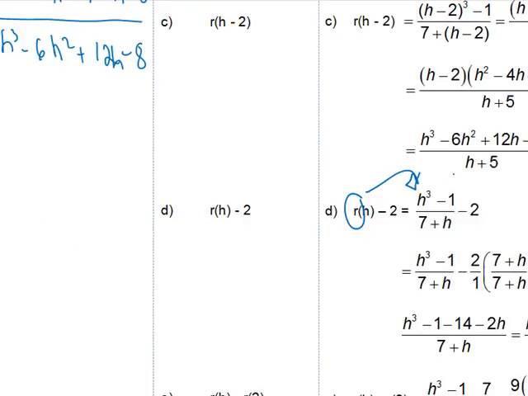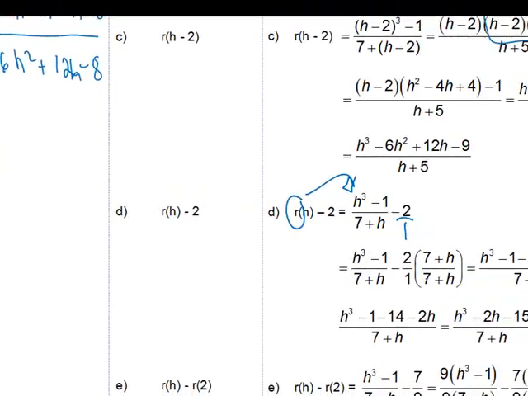Now, because I think it's kind of neat and important to do, let's get this all as a single fraction. And so remember, to get a single fraction, we need a common denominator. So let's write them both as fractions first. So 2 over 1 will make the number 2 a fraction. And remember, when the two denominators are not alike, the common denominator ends up being the product of the two. So my common denominator is 7 plus h.